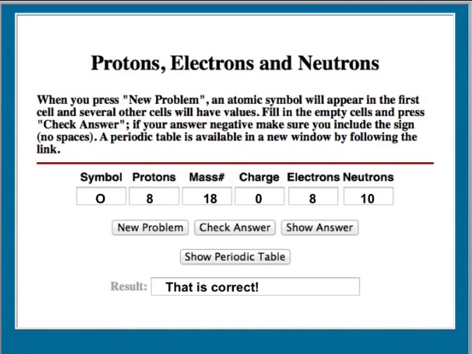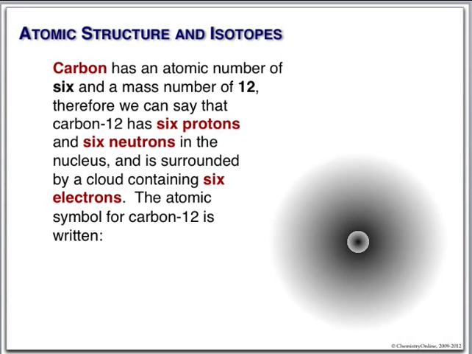This is still oxygen, isn't it? Because it has 8 protons. This is the concept of isotopes. Let's look at carbon as an example.